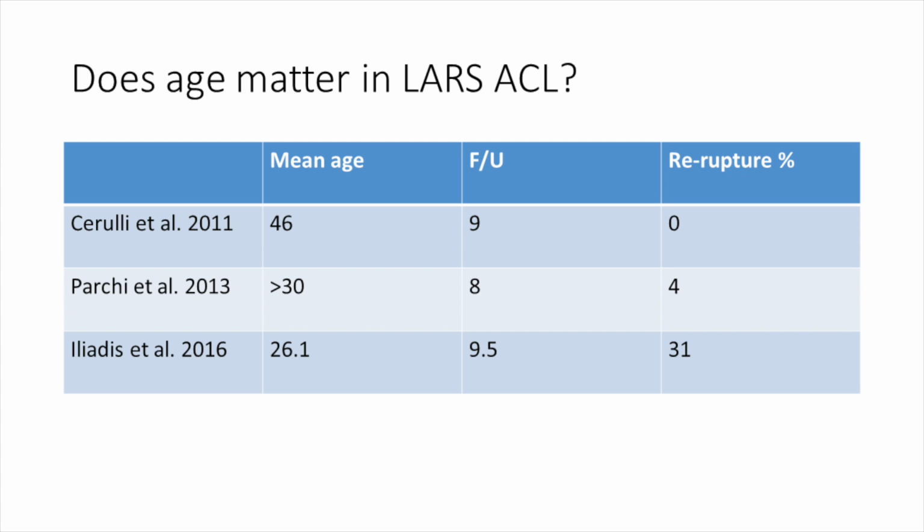A note of caution, however, comes from a study published this year from some Greek military recruits, where they found at 9.5 years a re-rupture rate of 31% in LARS ACL. Scratching their heads as to what could be causing that, they looked at the age and activity level of their patients versus some of the other studies that had been published. And they found that in the studies with the lower re-rupture rates, Cerulli with a re-rupture rate of 0% and Parchi with a re-rupture rate of 4%, they were being performed in much older patients, with a mean age of 46 in Cerulli's paper.